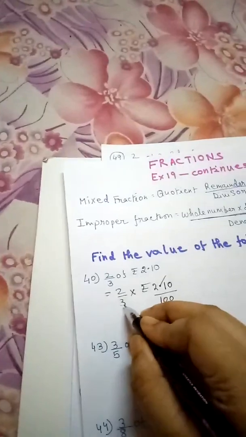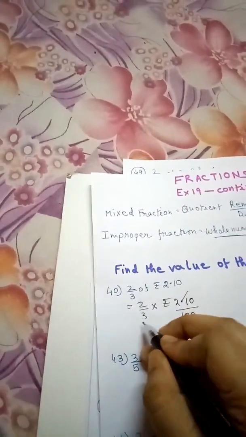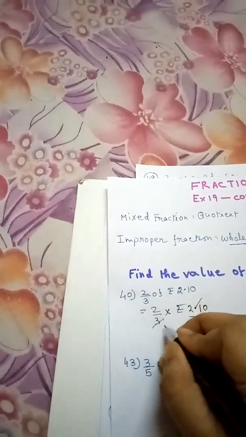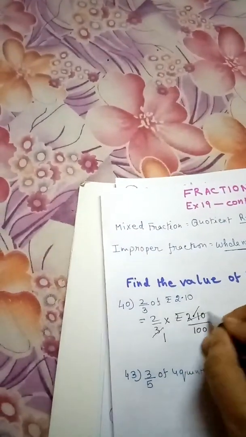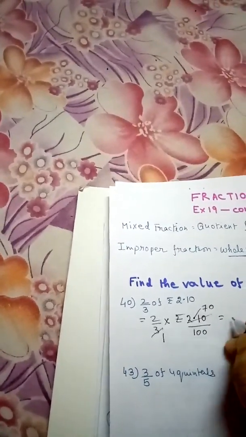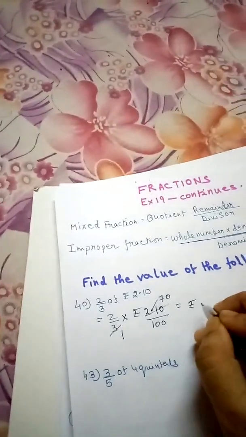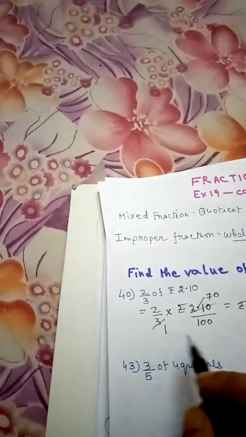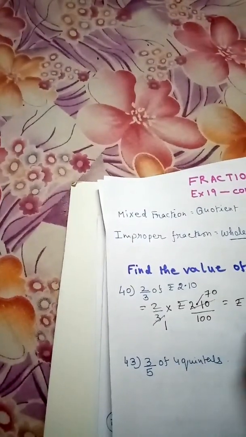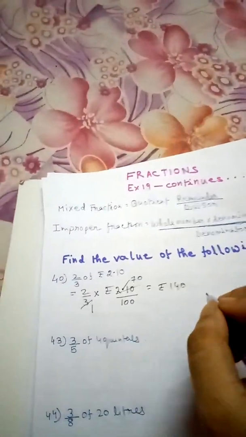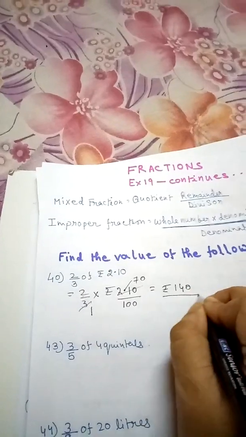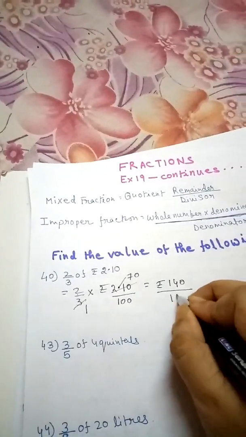Now cancel this with this. So cancel both these by 3. So 3 ones are 3 and this one it will go by 70. So this is equal to rupees. Remember to write down the unit properly. 2 into 70 equal to 140. So 2 into 70 equal to rupees 140 by 100.